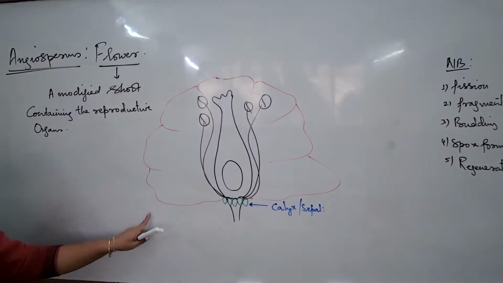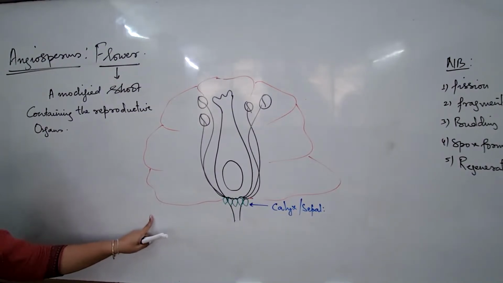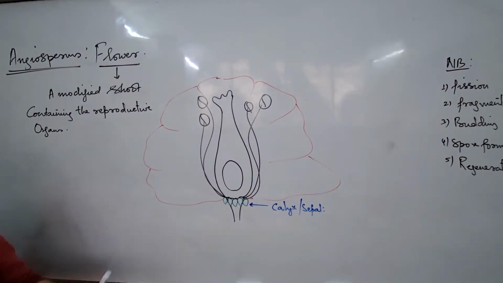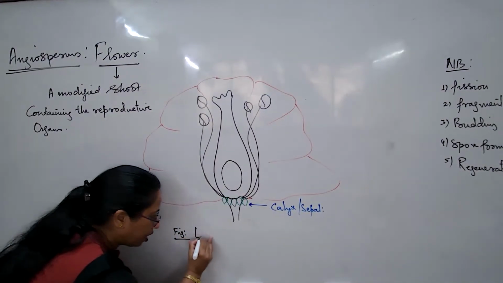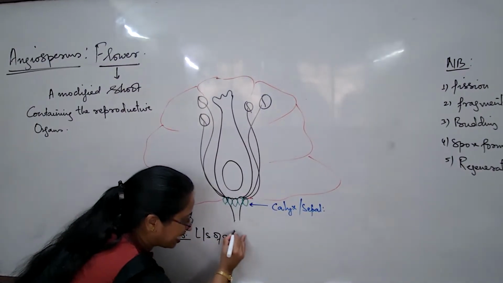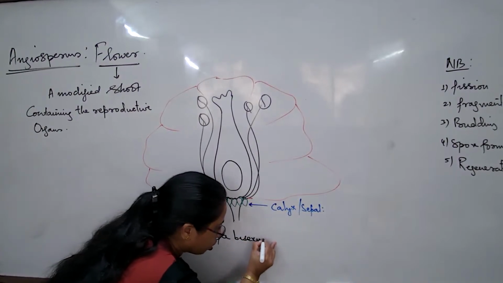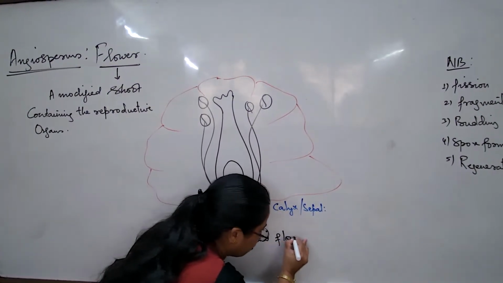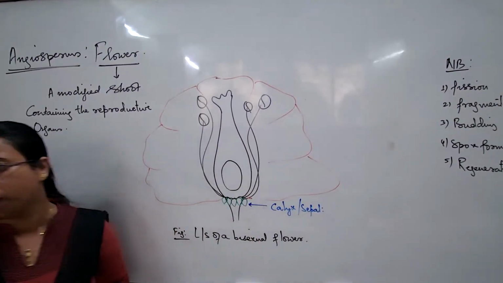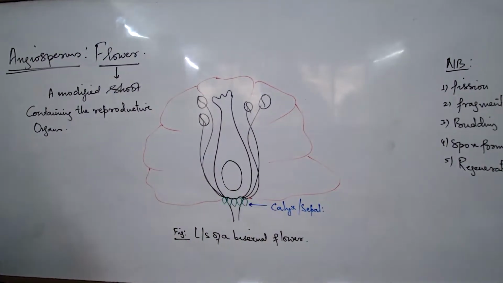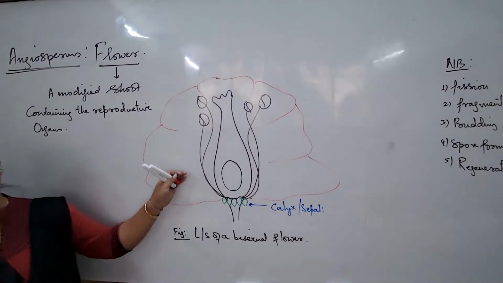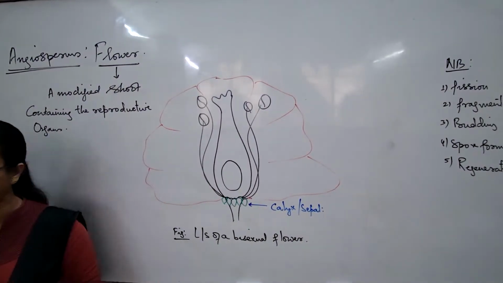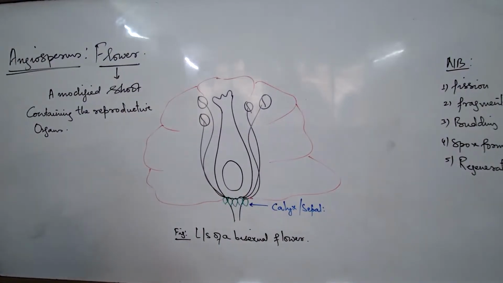This diagram is very important. You get it in your paper for 2 marks: draw the longitudinal section of a bisexual flower. It is a very easy diagram, but see that you don't draw it clumsily. Whenever you are drawing a diagram, use half of the page, only with pencil, and label at the most.